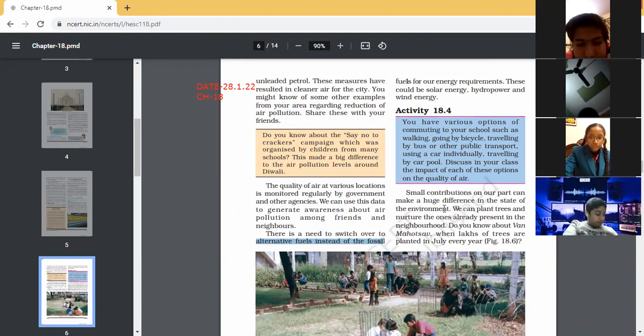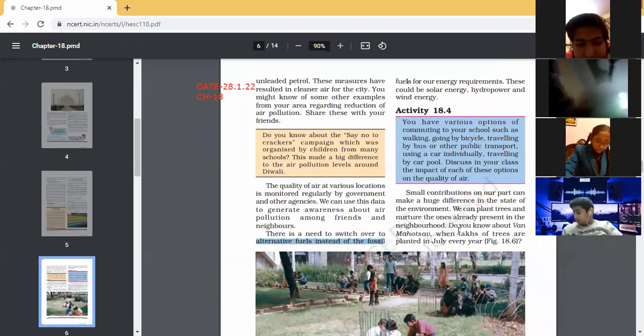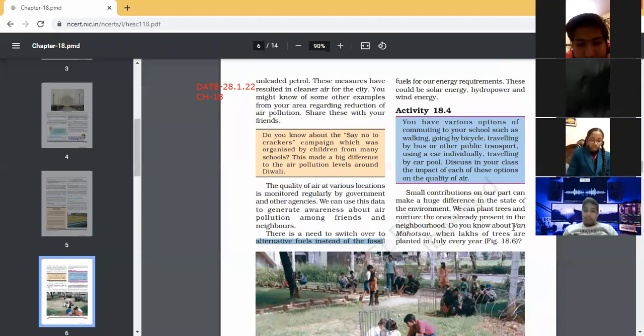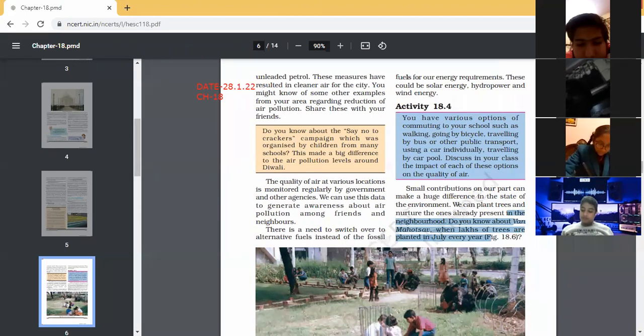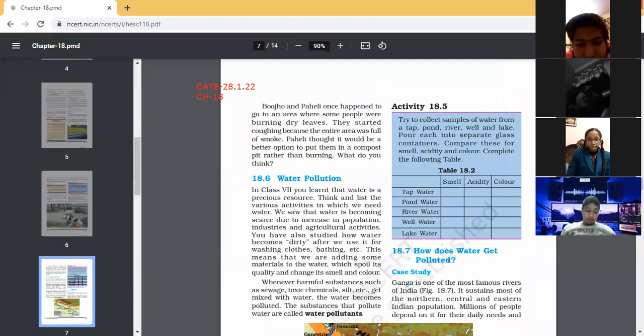One more point you can write down. We can plant trees and nurture the ones already present in the neighborhood. So we all are aware of the Van Mahotsav program, which is celebrated in July, when lakhs of trees are planted every year. Kindly mark it. Van Mahotsav is a program which is celebrated every year when lakhs of trees are planted. So these are the 3-4 points to be kept in mind to reduce the air pollution.